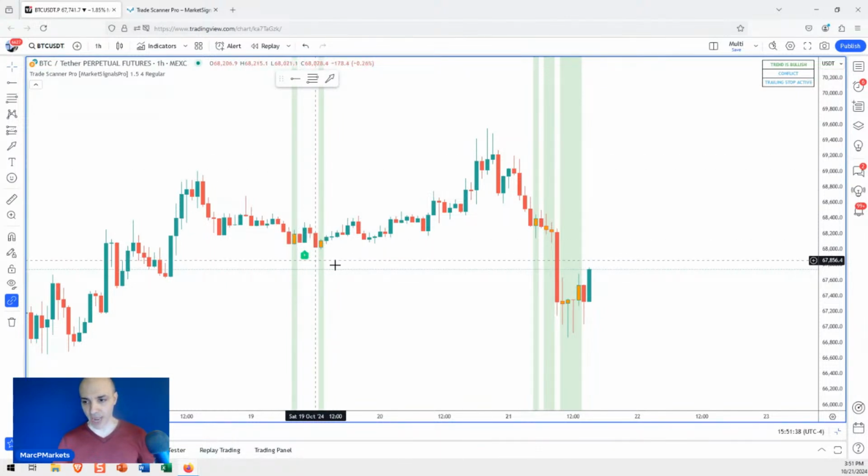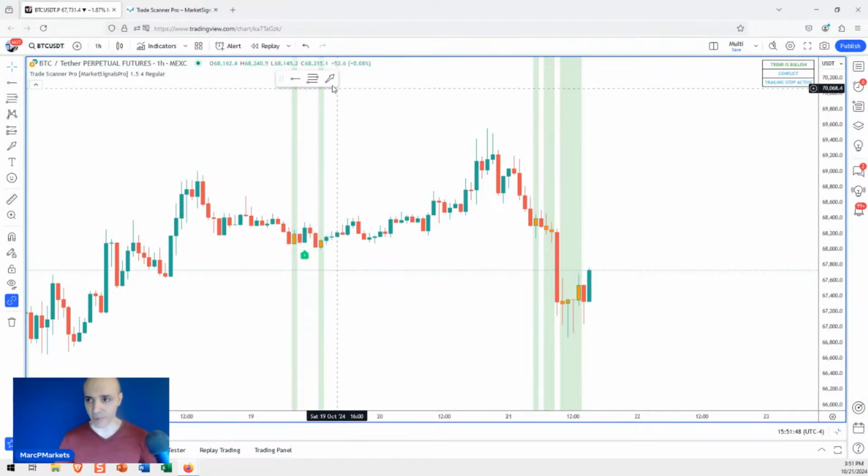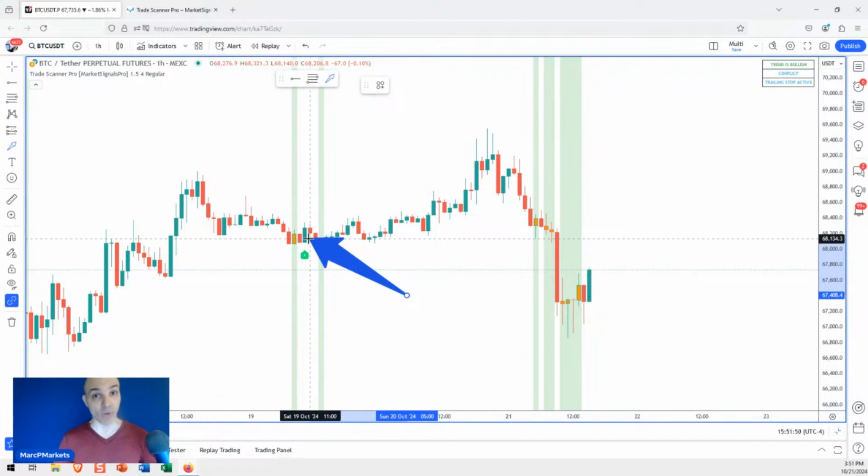So you can see how this previous trade played out. What does this say here? Was this a profit or a loss? Oh, this was a profit, a 717-point profit. Nice. That started here on the hourly chart.